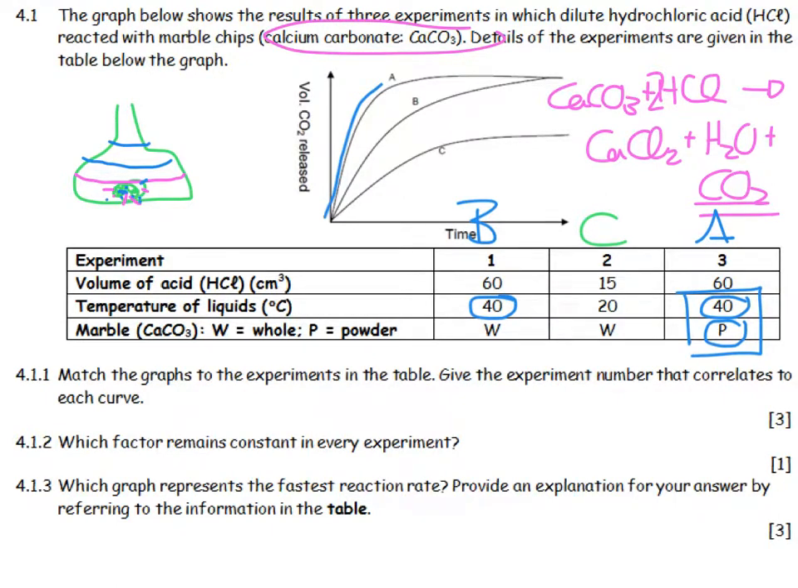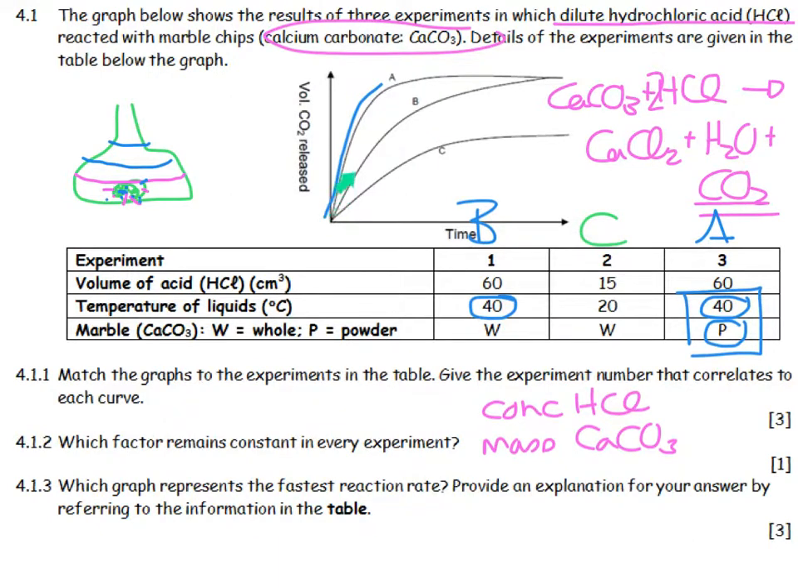That hasn't changed at all. They also say it is dilute hydrochloric acid. In other words, it has the same concentration. So you could have either told me the concentration of the hydrochloric acid does not appear to change, or the mass of the calcium carbonate does not change. Which graph represents the fastest reaction rate? Provide an explanation for your answer by referring to information in the table.